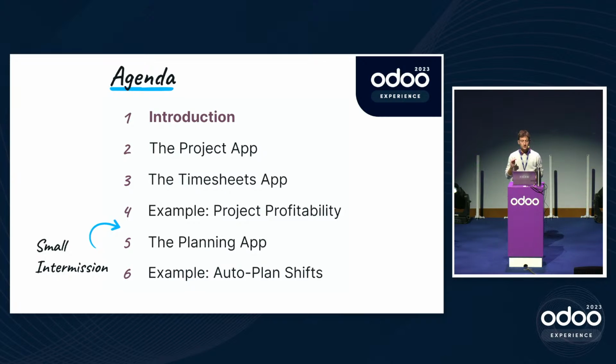So we will begin with some introductory remarks. I want us to be all on the same page regarding the presentation's topics before we begin. And then we will continue by exploring the project app, then the Timesheets app. Then we're going to look into an example feature, which in this case will be the project profitability feature. Then we're going to go over the planning app, and then another example feature, which in this case is going to be the auto plan shift feature.